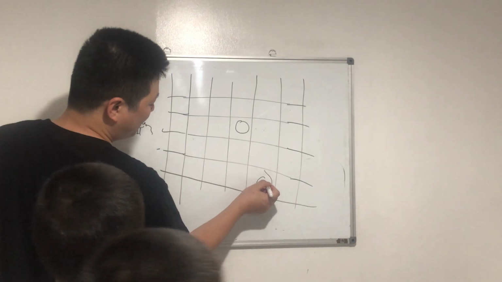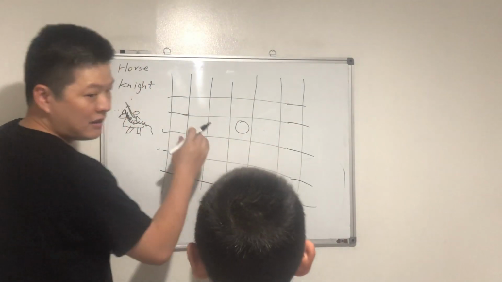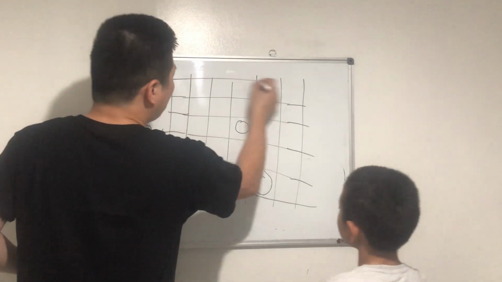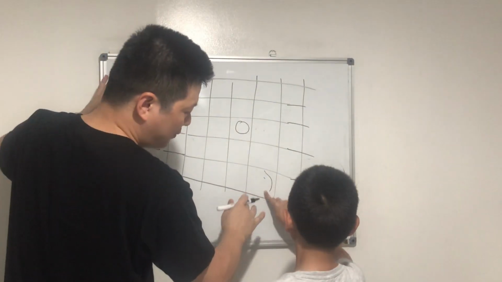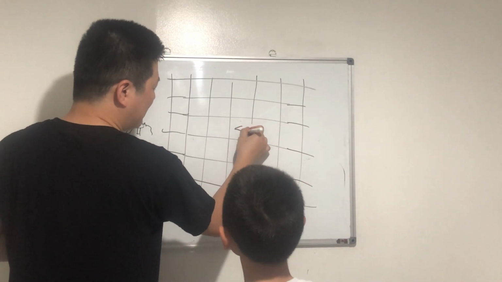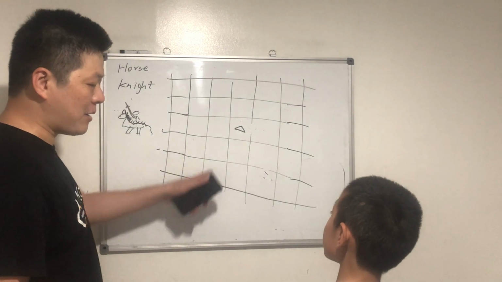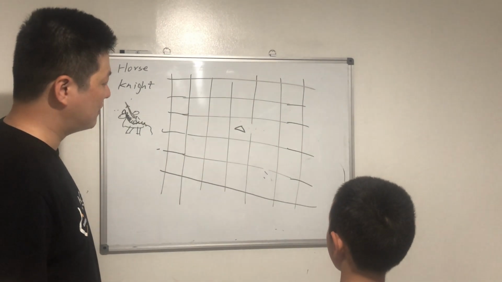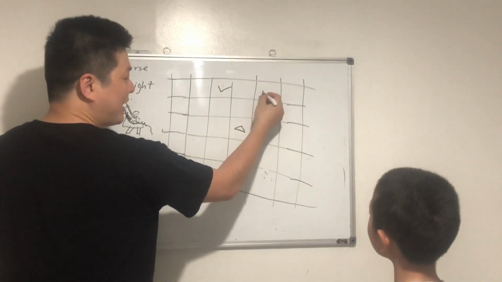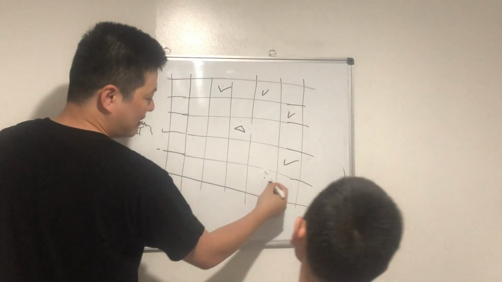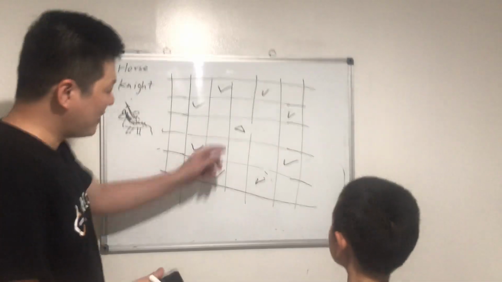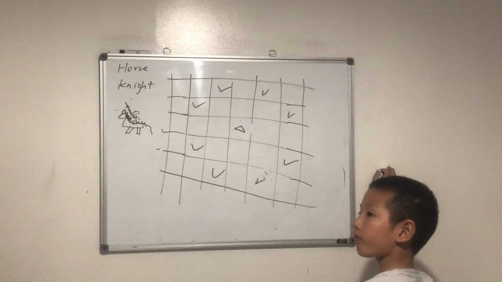You always jump one offset and then two. Imagine an unlimited, unbounded chessboard with the grid. If a knight is here, how many ways can it jump? Eight ways. Look, it could be here, and here, and here, right? You know what I mean?